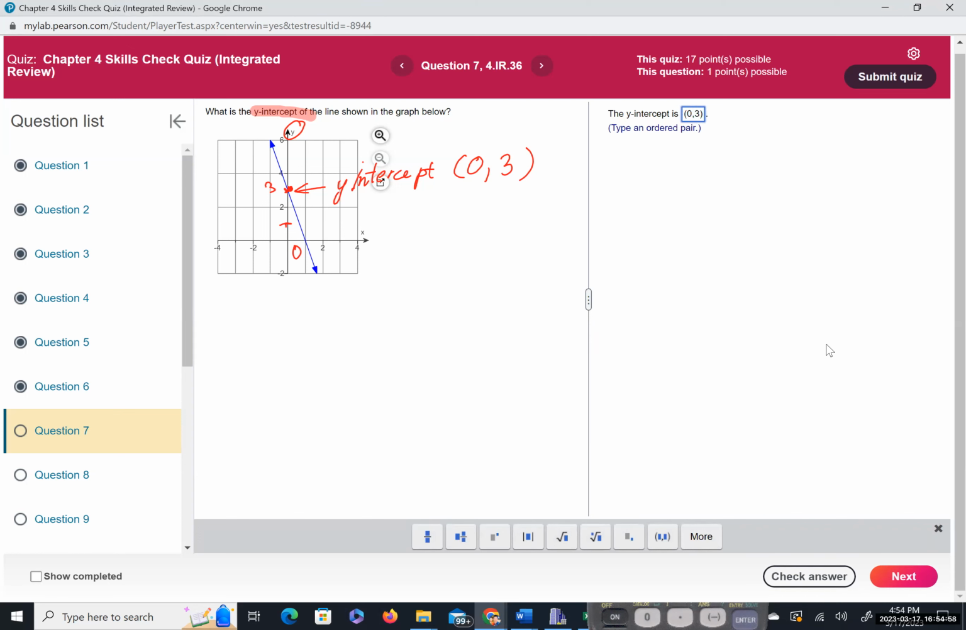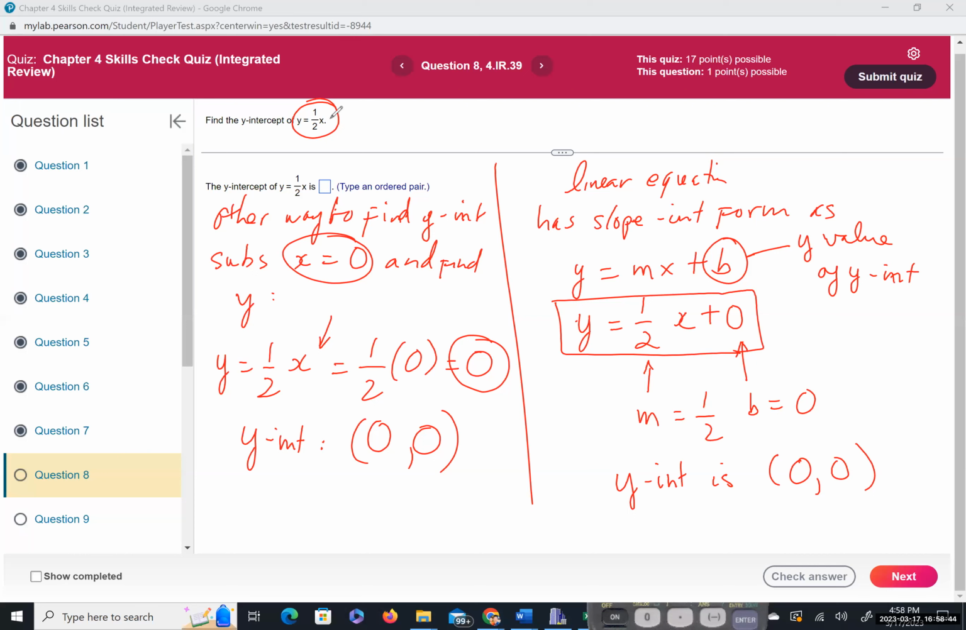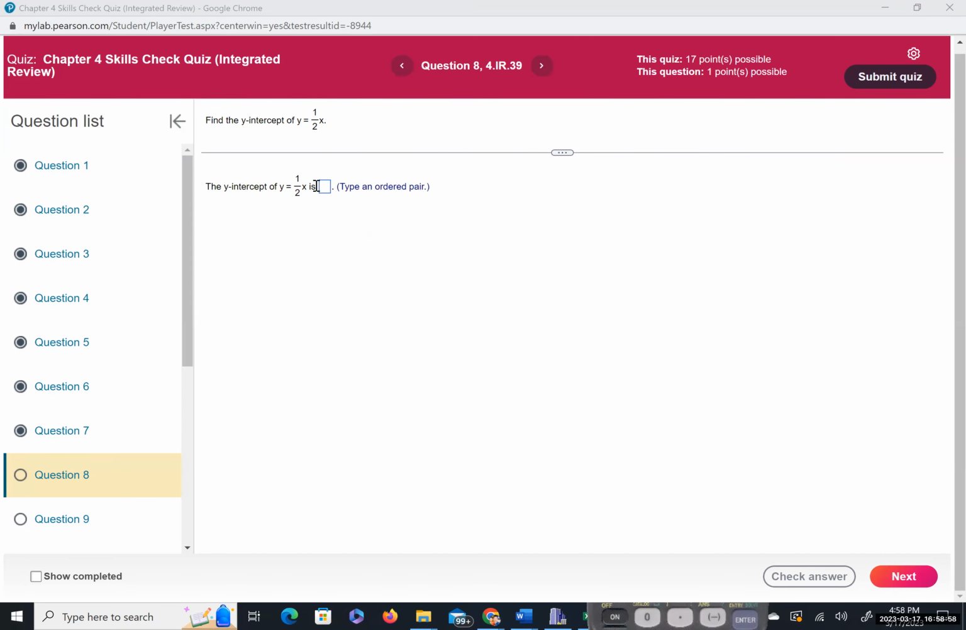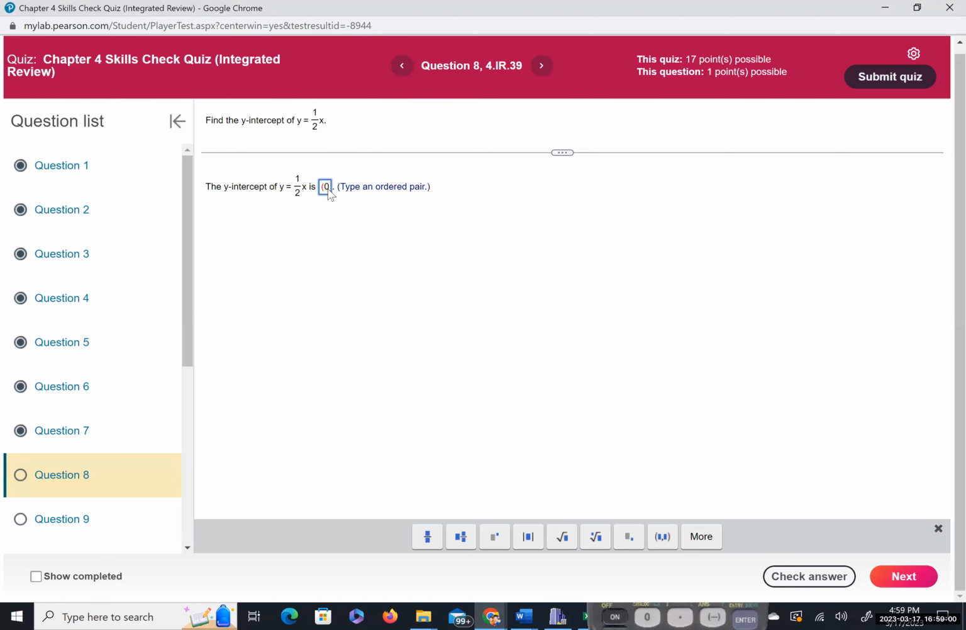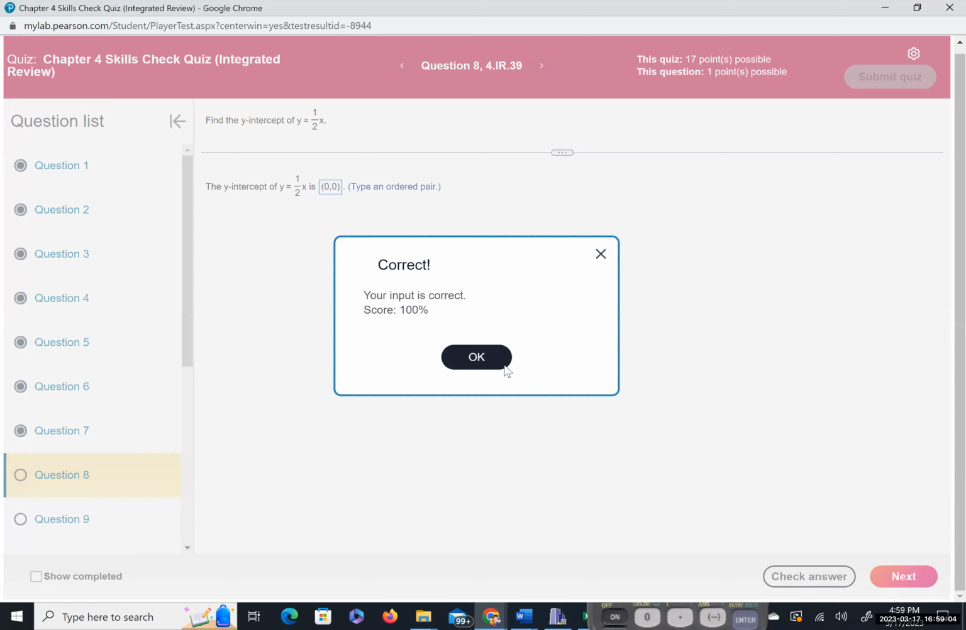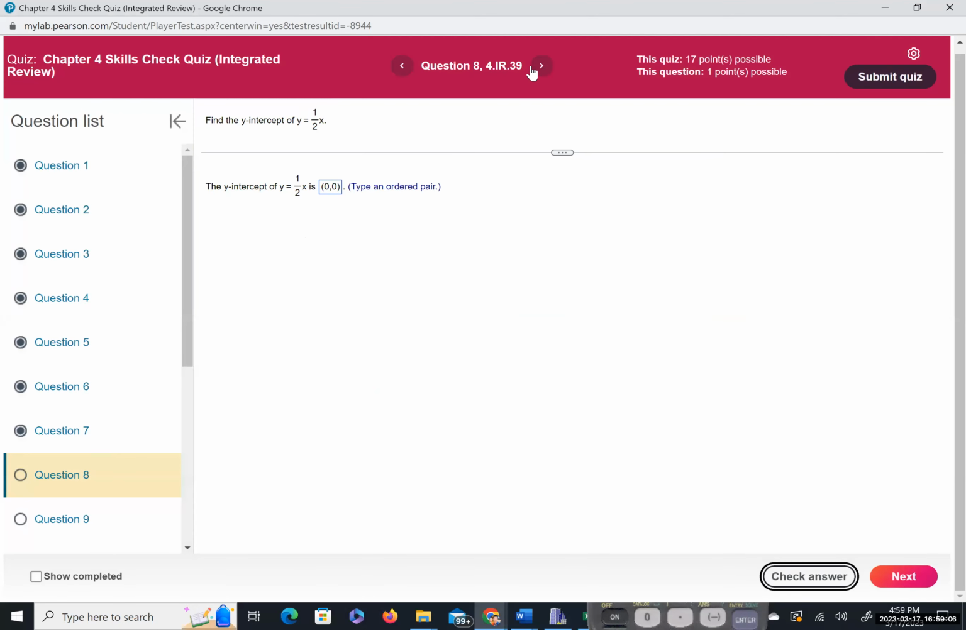Okay? So there's two ways you can go at. I can right away easily get, oh, b is 0. So I can right away say it's gonna be 0, 0 as the y-intercept. So now I'm gonna put down y-intercept is 0, 0. Check answer. I'll move to the next one now.